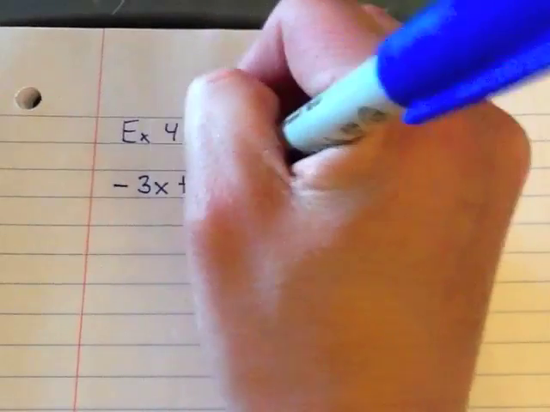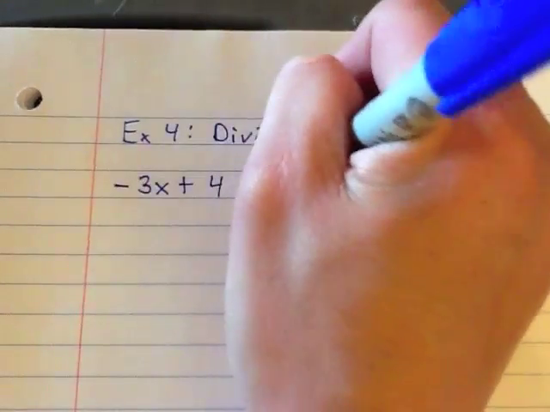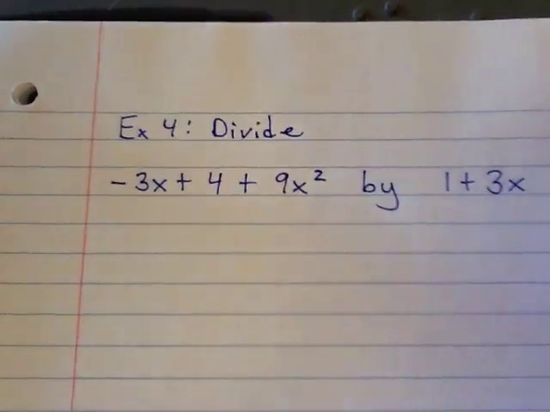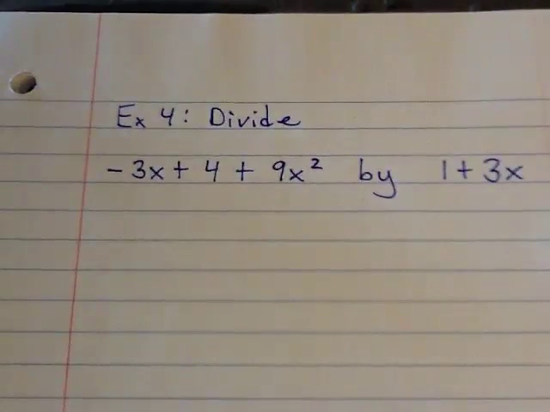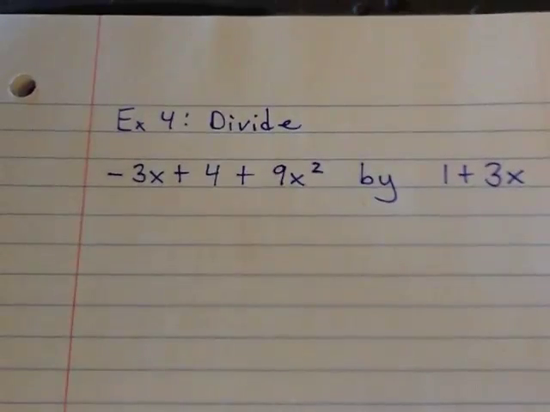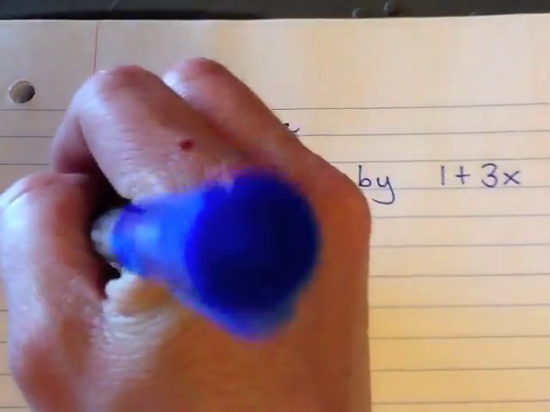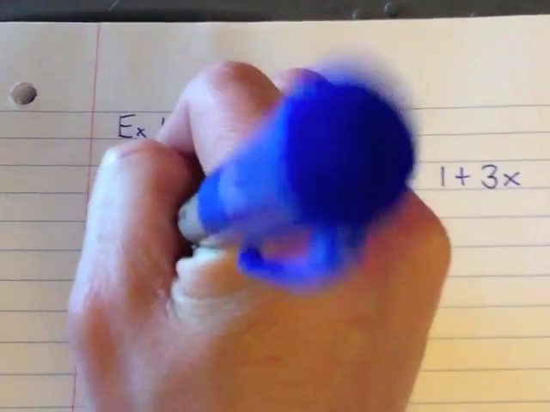asks to divide -3x plus 4 plus 9x squared by 1 plus 3x. So, hopefully some of you noticed a little bit of a problem just in the way these are set up. They're not in standard form. So first thing you would want to do is rewrite them in standard form.